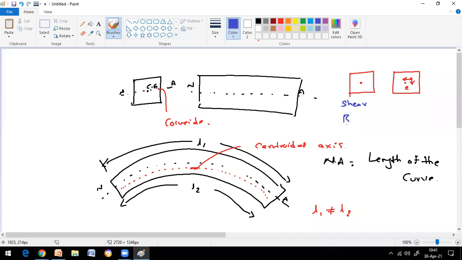This member will bend. But here what happens? Your member will shear, your member will bend, and your member will have a torsion also. Torsion means the member will twist. That is the reason why curved beams are supposed to be checked for twisting also, for the torsional load. This is the important thing we need to understand for the curved beam especially. So let's go back to the presentation.